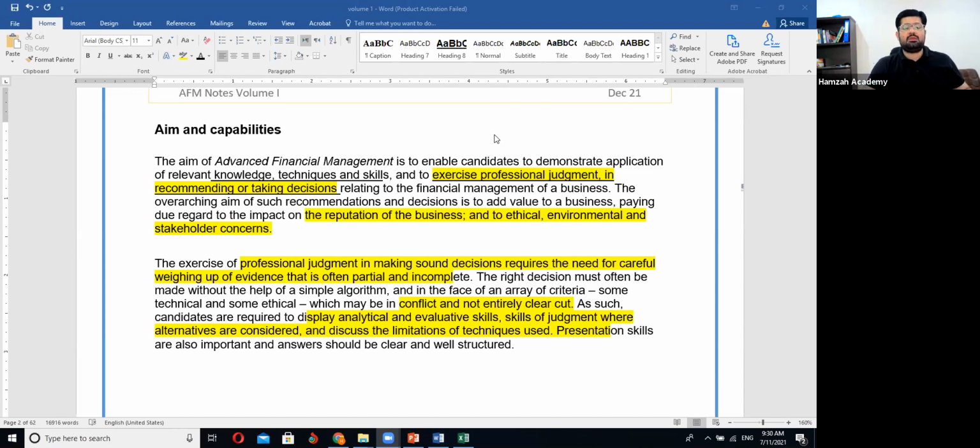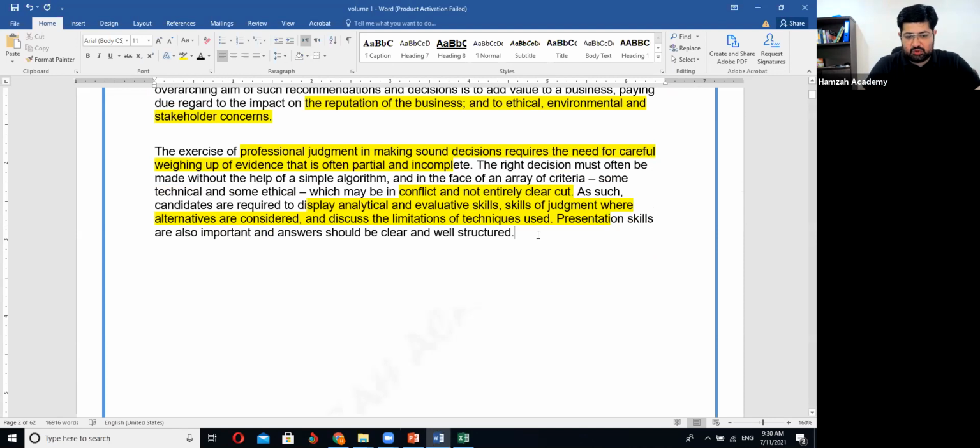Now, students, let us talk about this subject, this syllabus. What is the syllabus of AFM? We can categorize the syllabus into 4 parts. The first part is Advanced Investment Appraisal. This is the first part.